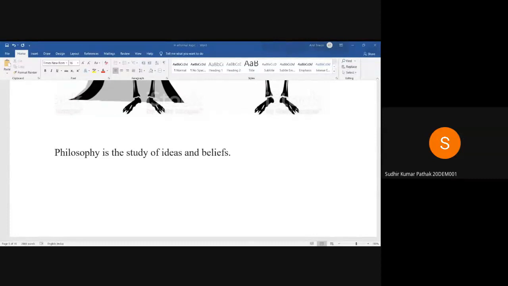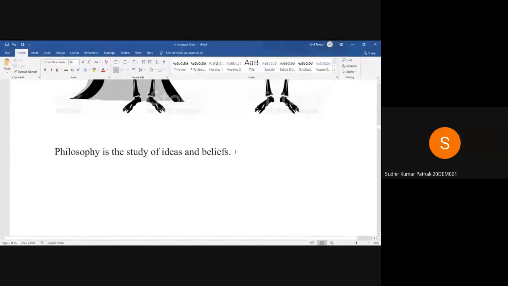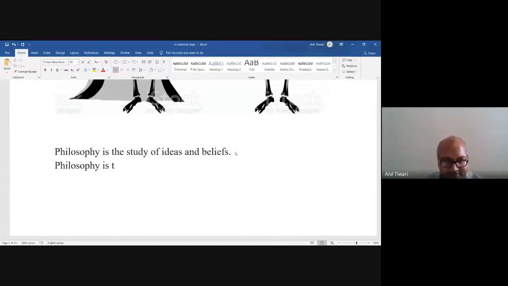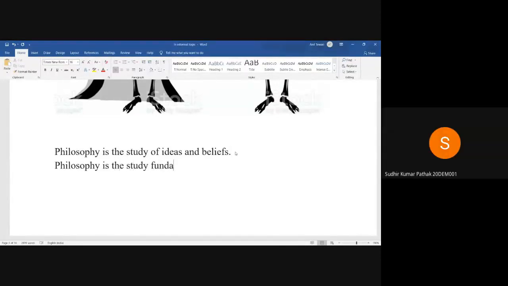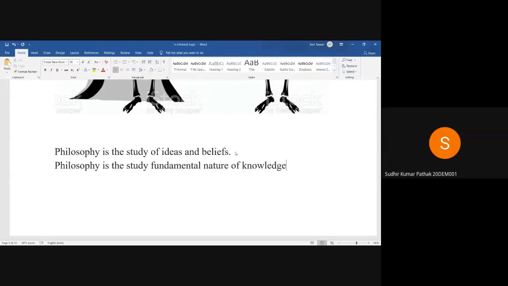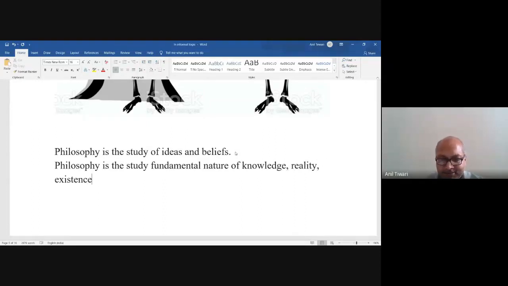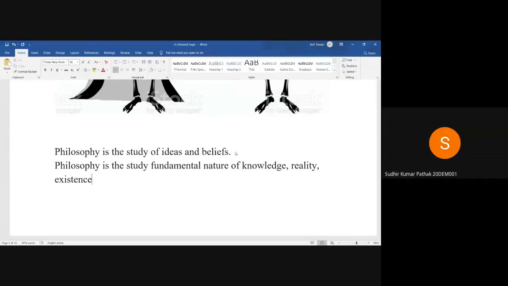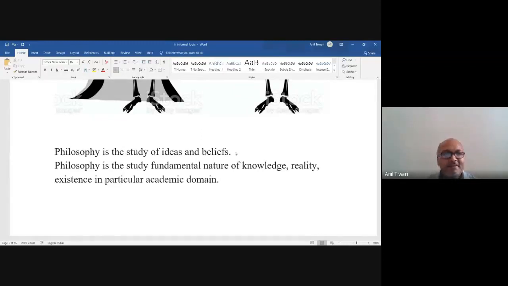According to me, philosophy is the study of the fundamental nature of knowledge, reality, and existence in a particular domain. Okay, reality and existence, I think it would be the same, but let me write whatever you are saying. Reality, existence, in a particular academic domain. Okay. So anyone else want to say what is philosophy?